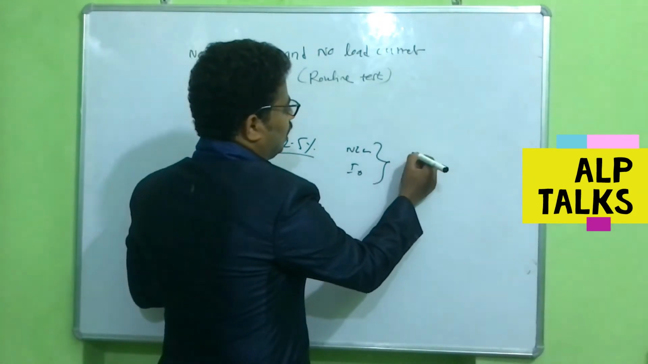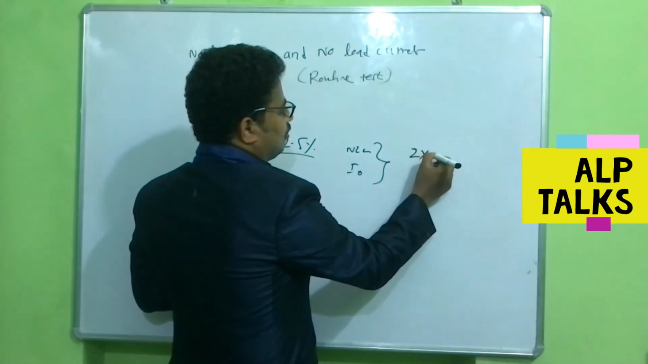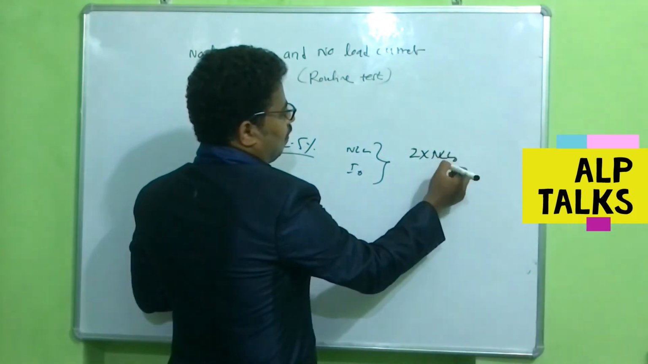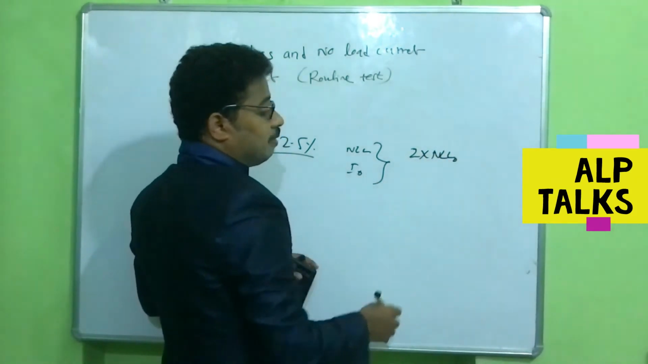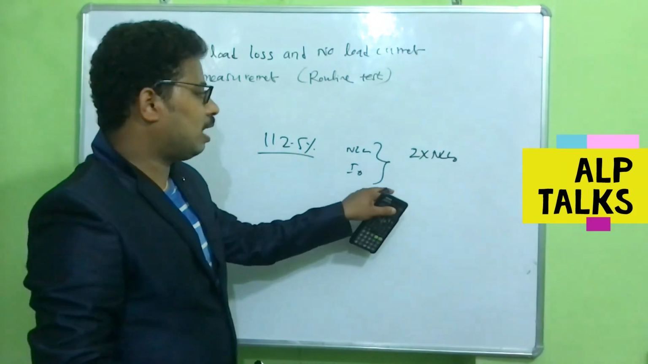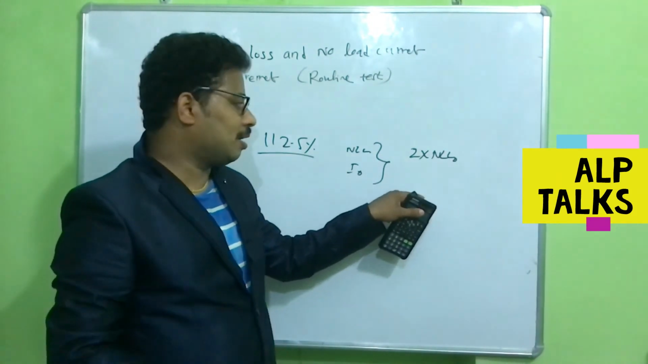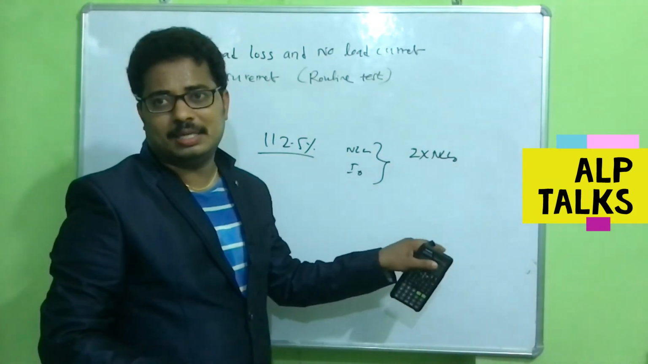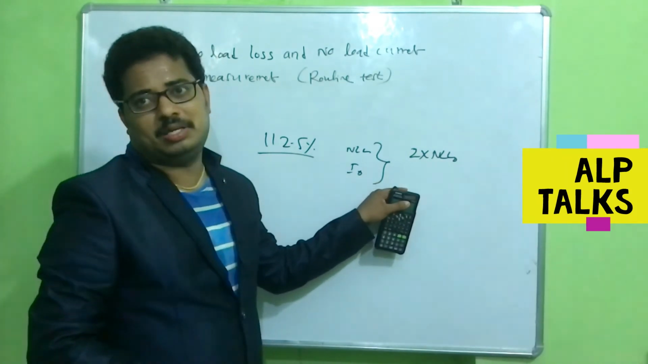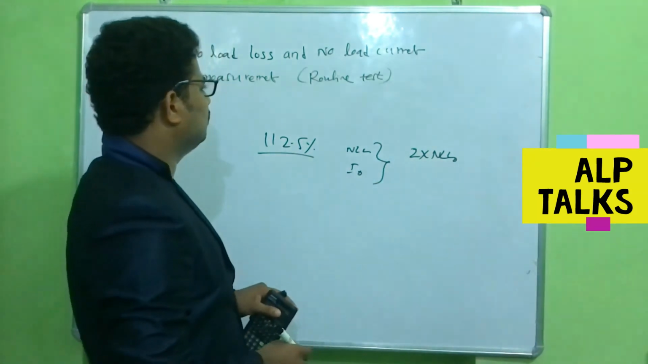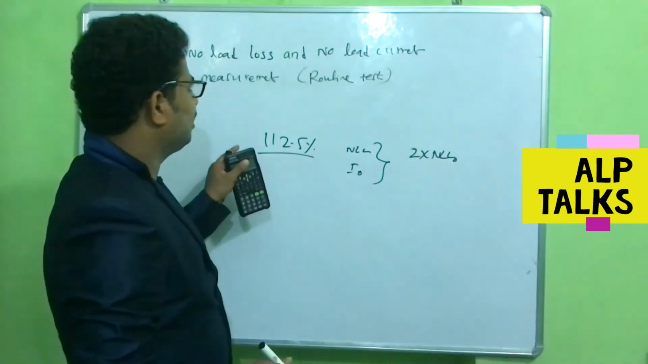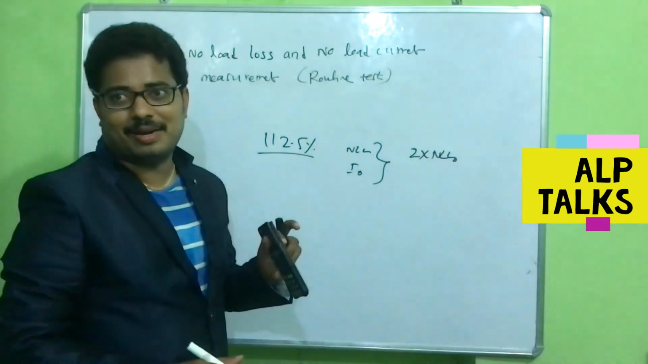Generally, this will be almost 2 times, we can say 2 times the initial value, and this is also very high value. This value we can't generally guarantee. I mean, it is very difficult to predict, but it will be very huge, or we can say very large value. Yeah. So this is about no load loss and no load current, guys.